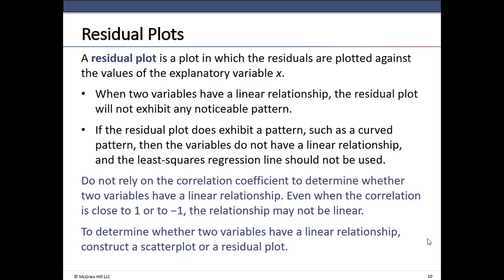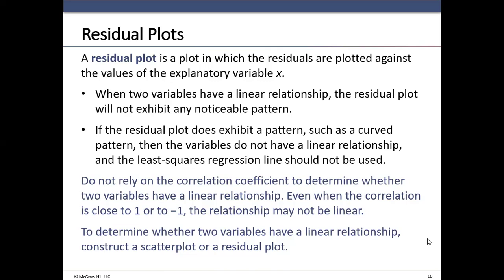So again, what is a residual plot? It is the residual on the y-axis versus the explanatory variable x on the horizontal axis. We do not want to see a pattern in the residual plot. If we see a pattern, then the linear relationship is not a good fit, and the least square regression line equation should not be used.